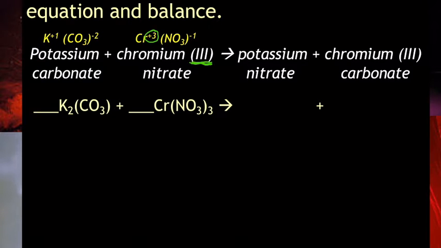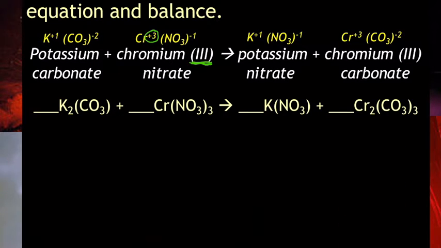So we have Cr(NO3)3, potassium nitrate, which is just KNO3, and chromium 3 carbonate, which is going to give us Cr2(CO3)3. One more time, pause the video, try and balance this equation.